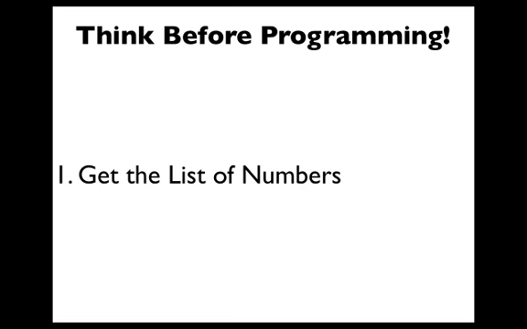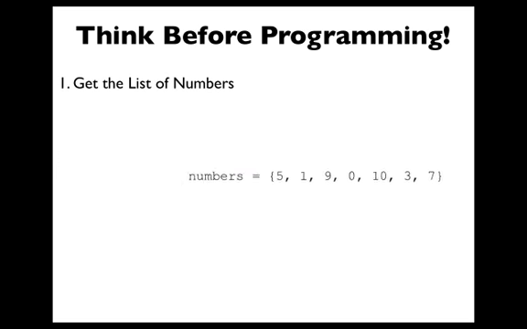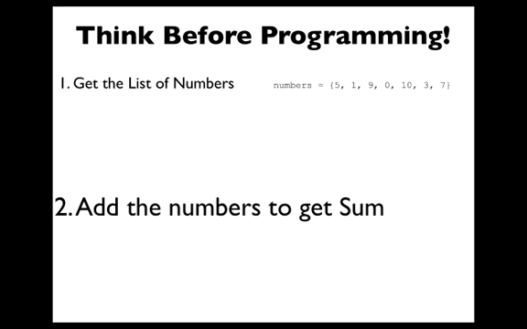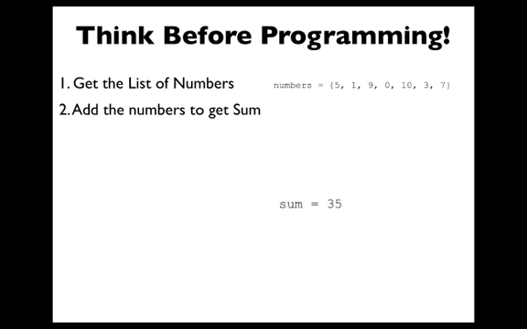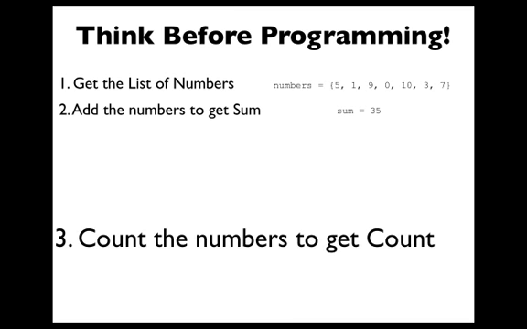The first step would be to get the list of numbers. For example, we might get an array of numbers. Next, we need to add the numbers to get a sum. So if we add up this list, we would sum them up to be equal to 35. Next, we could count the numbers to get the count of how many there are. In this case, we have 7 in our array called numbers.